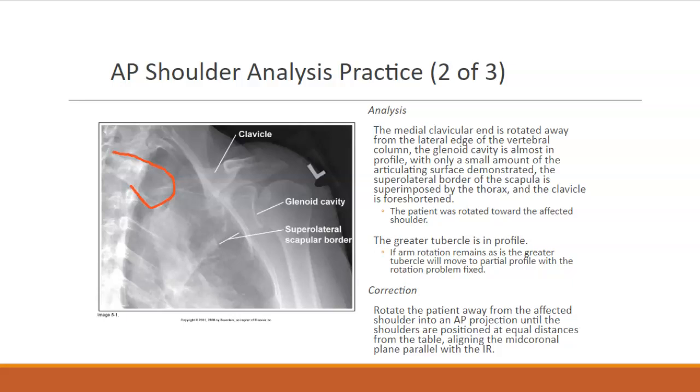Once we fix that rotation problem, just ensure that you have that patient's arm in an external rotation so that we make sure that greater tubercle is in profile to obtain an accurate AP shoulder external rotation projection.